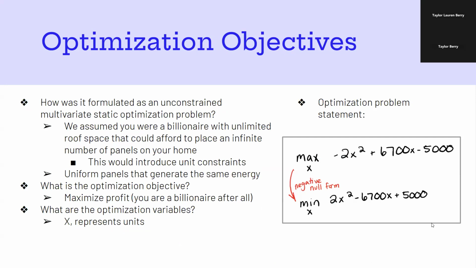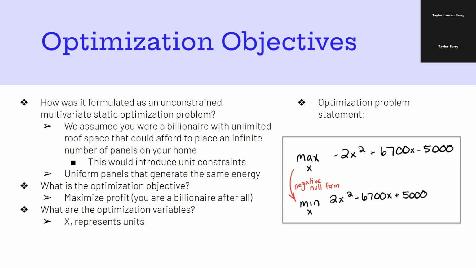So, our optimization objectives. The way that I formulated this, I'll work backwards and start with the optimization statement on our right, which shows that we're trying to maximize X, which represents the number of panels sold. We want to maximize X given the function, but then we put it into negative null form, which means that we want to minimize X and change the signs within our function to make it fit.